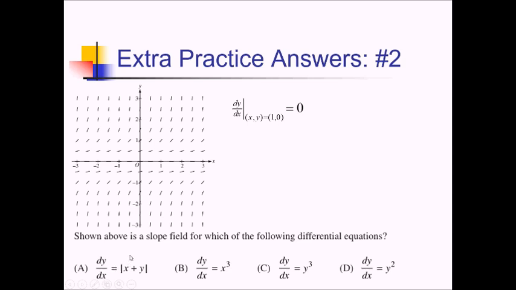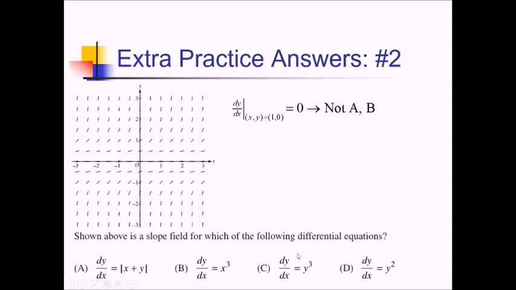Choice A, that would give us 1 plus 0, which is not 0, so we can eliminate A. Choice B, we would end up with 1 cubed, which is also not 0. So B is gone, so this is good. We're down to C and D. C, we would have 0 cubed, which is 0. D, we would have 0 squared, which is 0. So we have to choose between C and D.